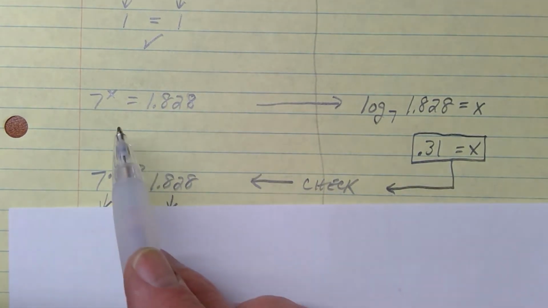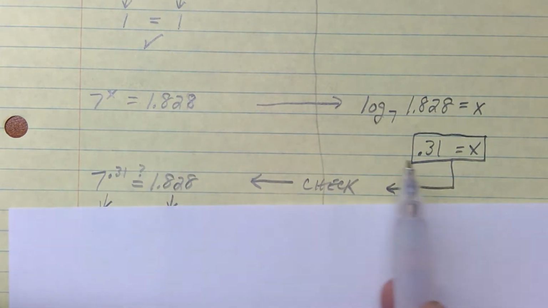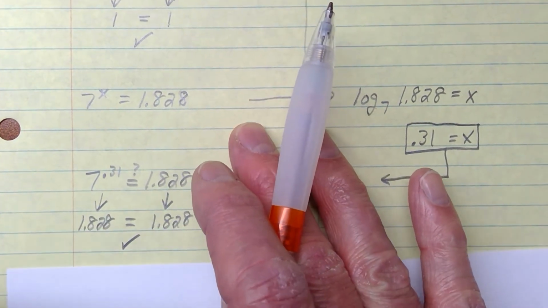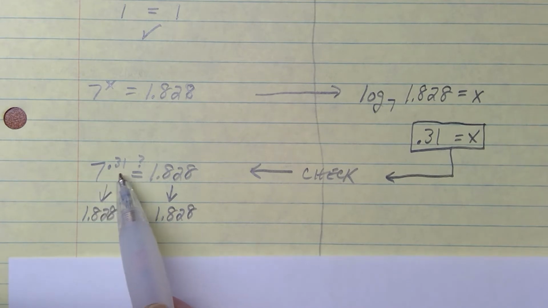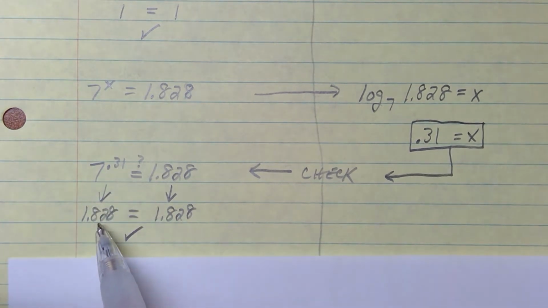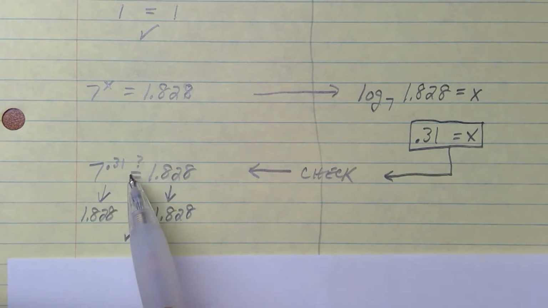So to check it, just go back to your original, take out x, put in your answer, see if it works. Check the left side versus the right side. So on the left side of the equal sign, I say 7 raised to the 0.31. My calculator tells me it's 1.828. I go over to the right side, I drop that number down, and then I just check for equality and make sure these two are equal. If those two are equal, yeah, then 0.31 works.